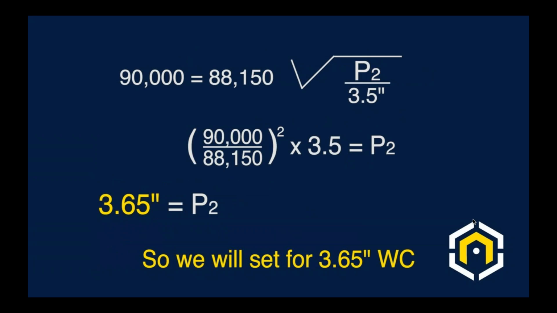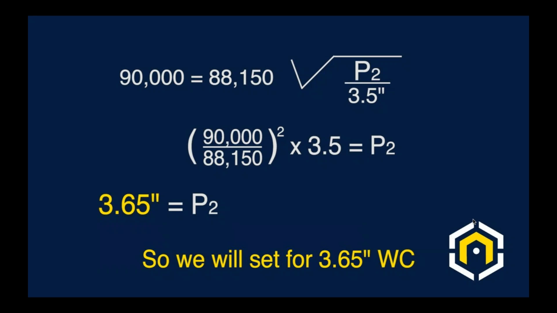And in this case, my desired output is 90,000 BTUs. So 90,000 equals 88,150, which is what I clocked my meter at, multiplied times the square root of P2 over 3.5. You do a little algebra, rearrange all those equations, and you end up with 90,000 divided by 88,150 squared times 3.5 inches, and it gives us 3.65 inches of water column.